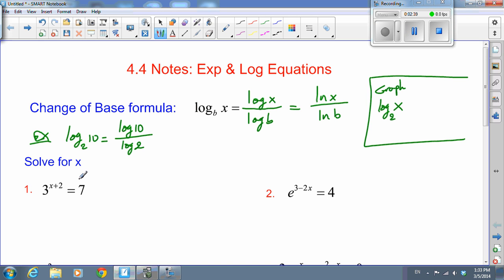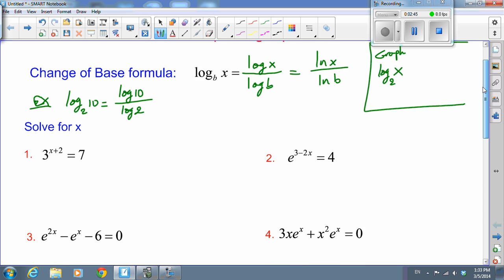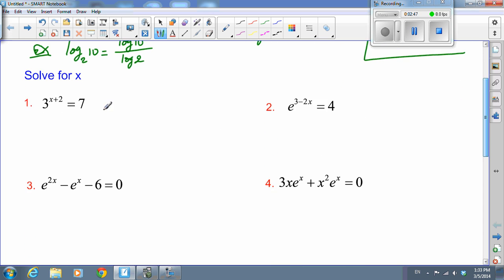Let's go back to our notes now and try to solve 3 to the power of x plus 2 equals 7. The first thing I would do is change the base. So let's go ahead and change it into a log function. If you remember your around the world, or drop the base and switch, whichever one you know, use it. So it will be log base 3 of 7 is equal to x plus 2.